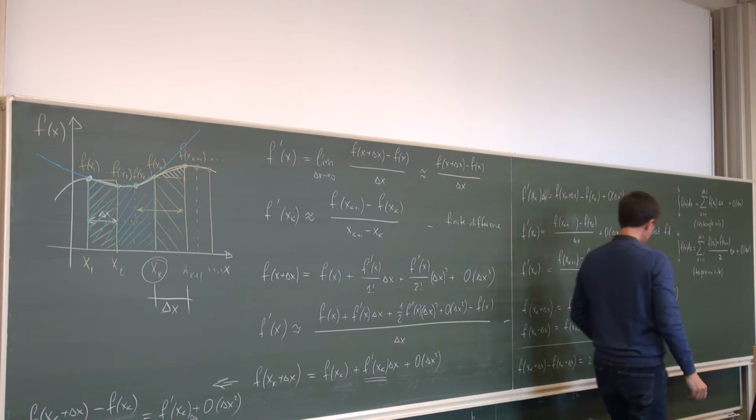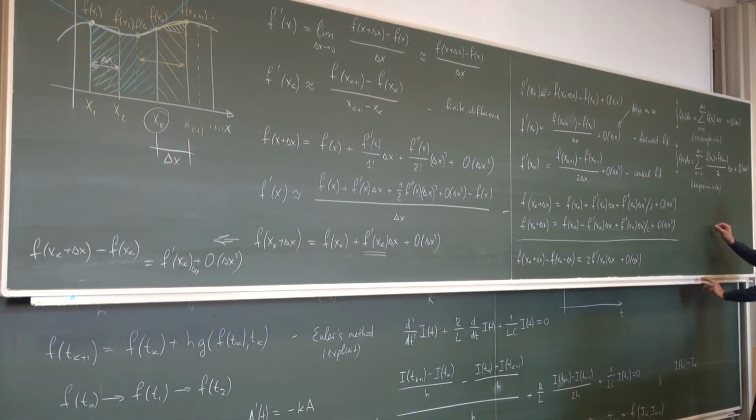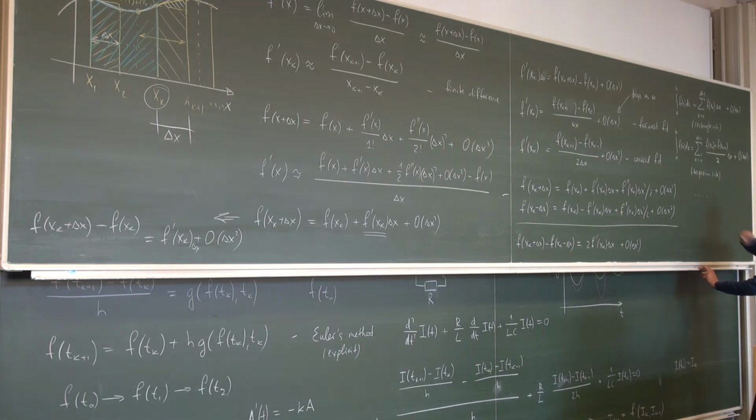I will not write the fairly extensive expression for it here, but you can copy it from the handout where it is given. The accuracy is order of delta x to the fifth. So a 10 times finer grid gives 100,000 times more accuracy. This is called Simpson's rule.